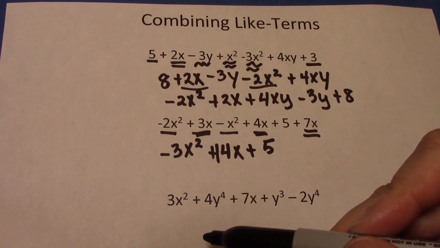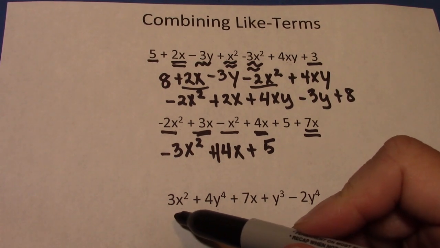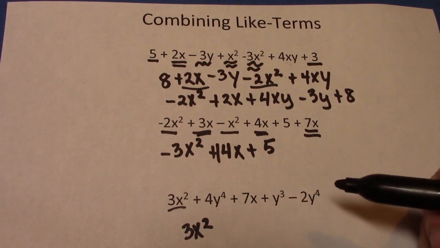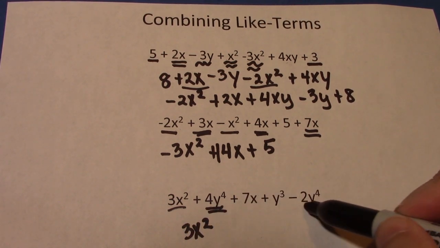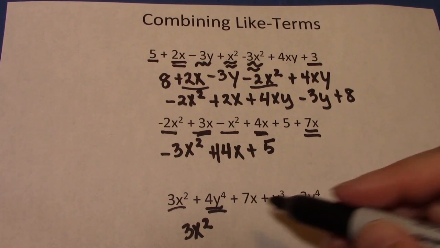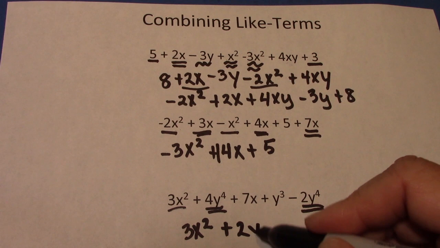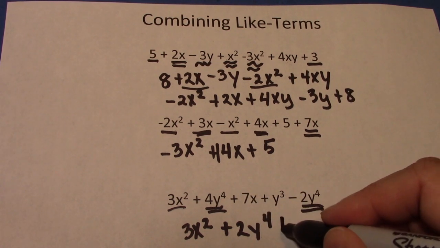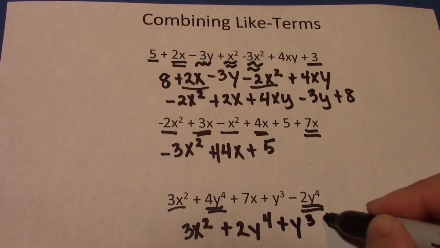And finally this one, we have just one x squared term. I've got 2y to the 4th terms, so plus 4 of them minus 2 of them, that's plus 2y to the 4th. These aren't common terms, so plus y cubed plus 7x.